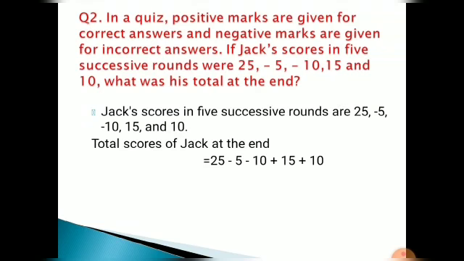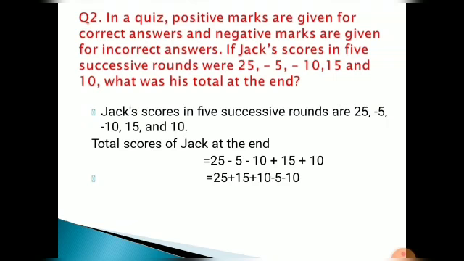So what we will be doing is their addition. So we get 25 minus 5 minus 10 plus 15 plus 10. In the next step, what I have done is I have collected all the positive numbers at one place and the negative numbers at another place.